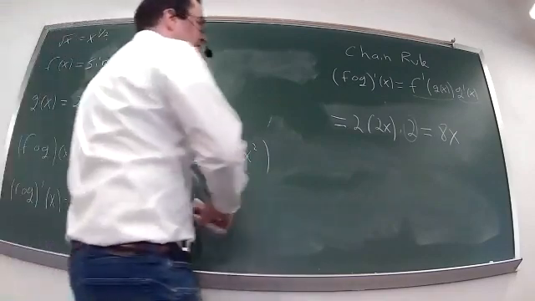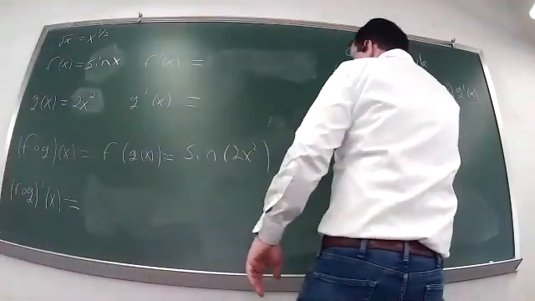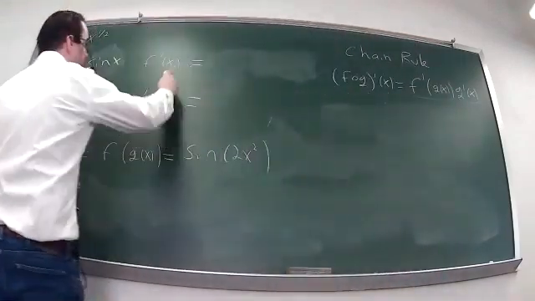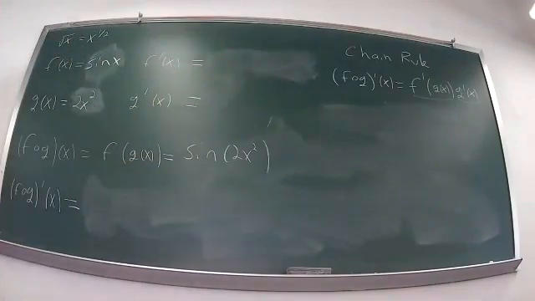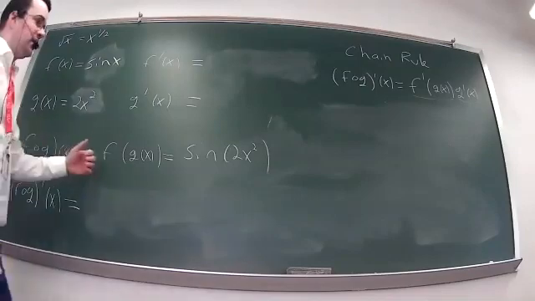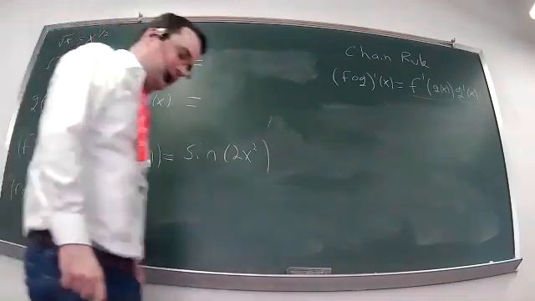And I'll give you a couple moments. Please fill in f prime of x, g prime of x, and then please use the chain rule to find the derivative of sine of 2x squared. Let me know if you've got any questions.